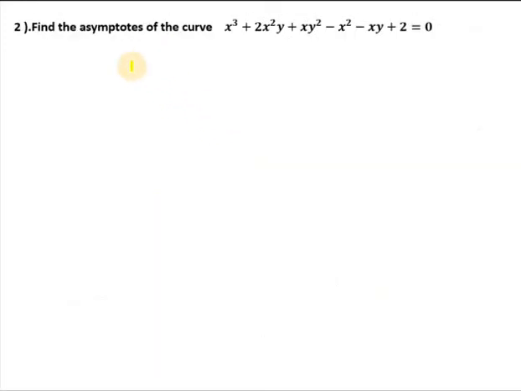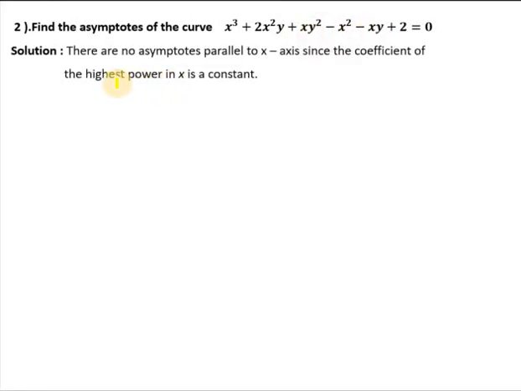Then let us take up another problem. Find the asymptotes of the curve x cube plus 2x square y plus xy square minus x square minus xy plus 2 is equal to 0. Here the highest term is x cube and y's highest term is y square. So the highest power of x in this equation is x cube. Its coefficient is 1. It is a constant. Therefore, there is no asymptote parallel to the x-axis.